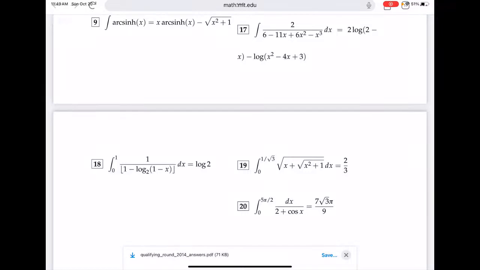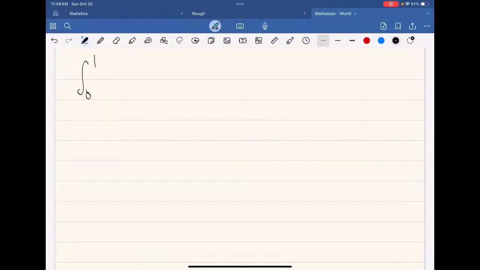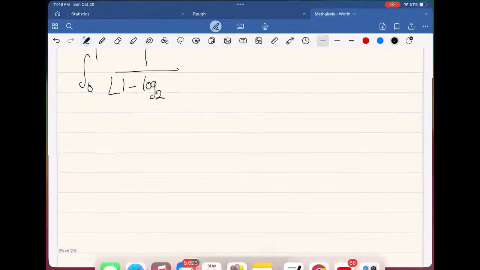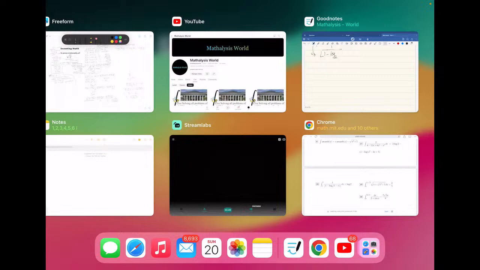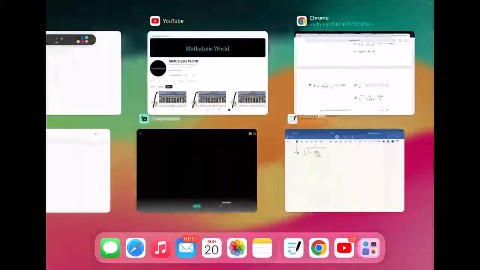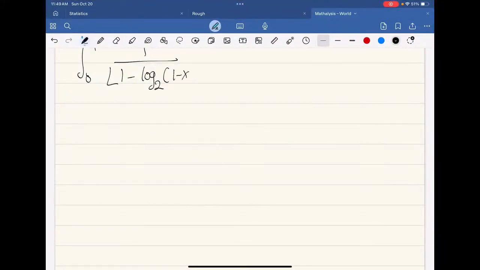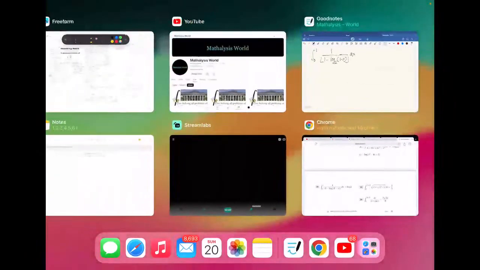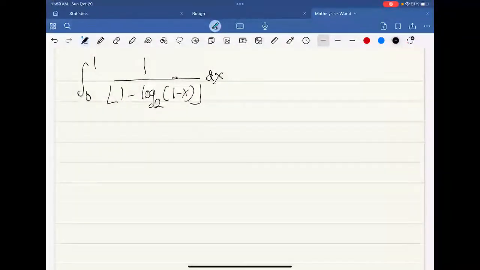Integral from 0 to 1 of 1 by g function of 1 minus log 2 of 1 minus x dx. Is this it? Integral from 0 to 1 by g of 1 minus log 2 of 1 minus x dx. Yeah, that it is. Let's try to solve this.